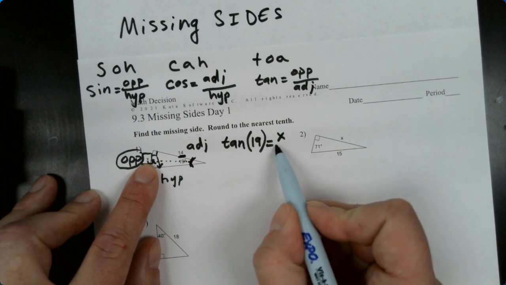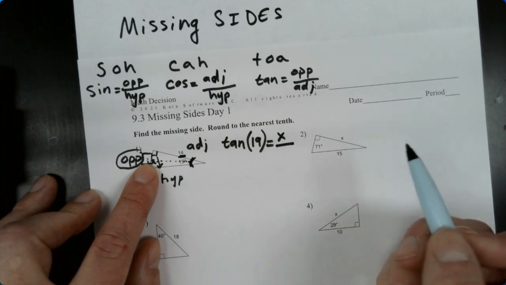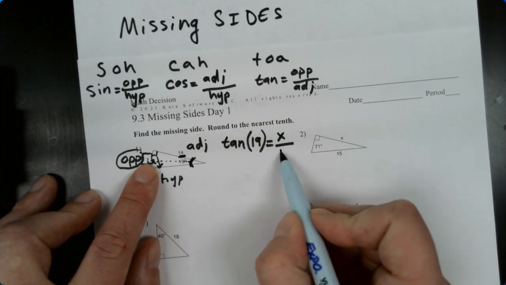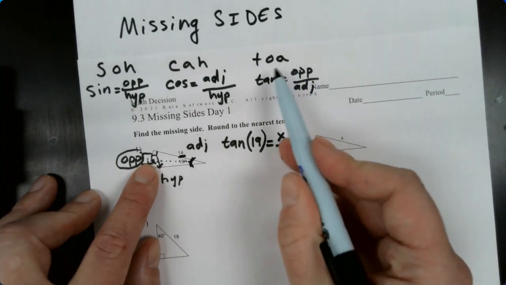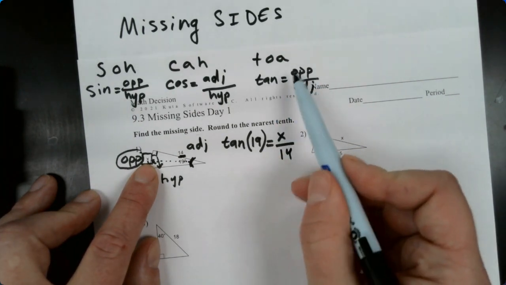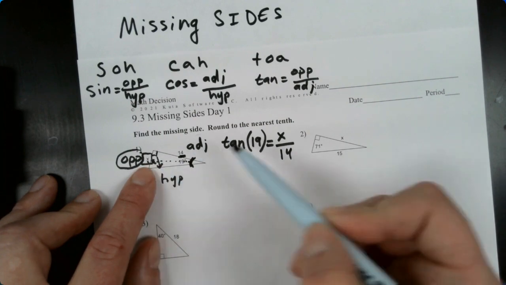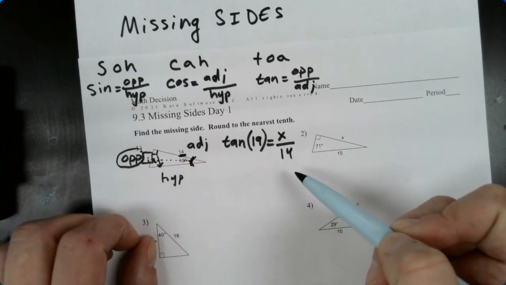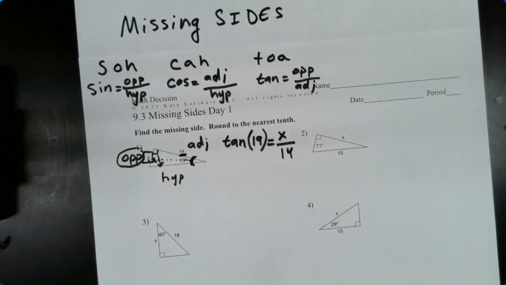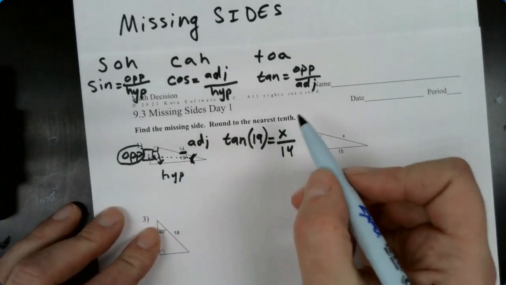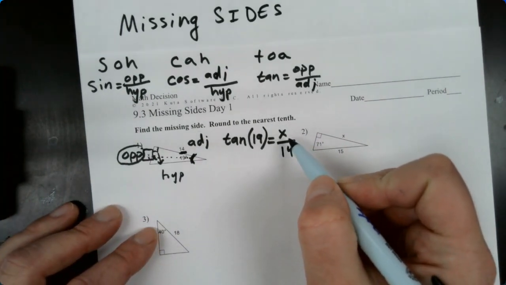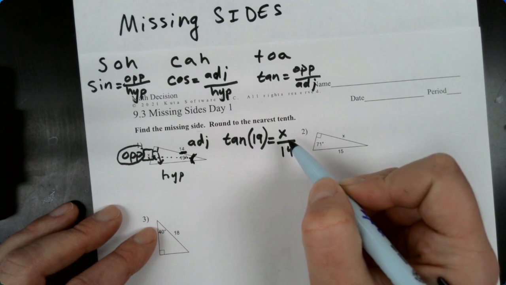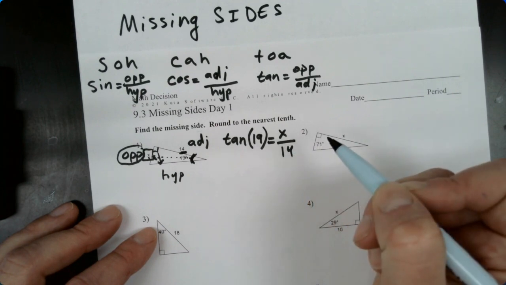And we're going to divide by the adjacent side, which is 14. I'm just following the setup. So it says the tangent of the angle equals the opposite side over the adjacent side. So now we need to solve for x. So how do we get x by itself? How do we solve for x here?